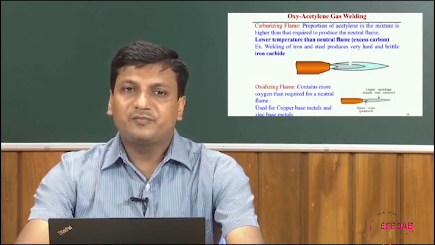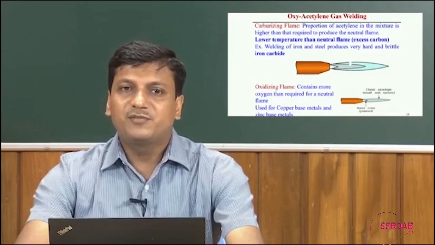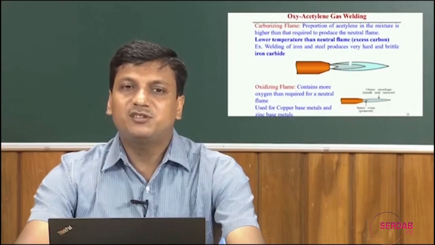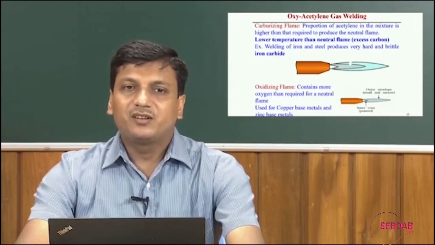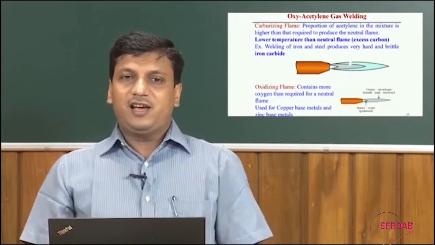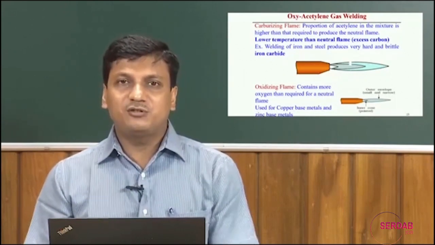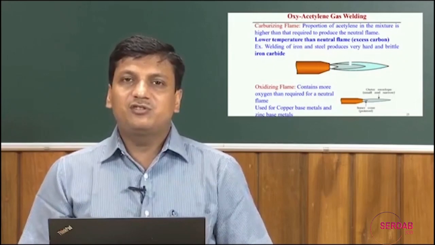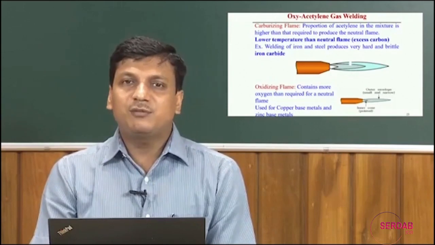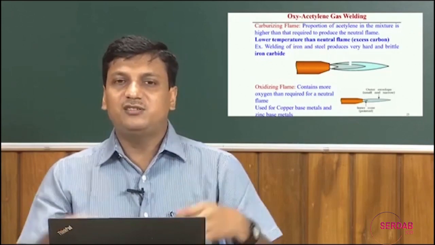So it can produce a lower temperature with respect to the neutral flame, and at the same time some excess carbon can be created. The typical application is welding of iron and steel, and since excess carbon always produces hard, brittle iron carbide, if there is a requirement of producing iron carbide, the carburizing flame is more preferable, but the maximum temperature is lower than that of the neutral flame.